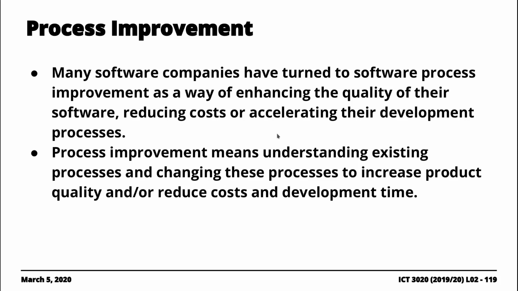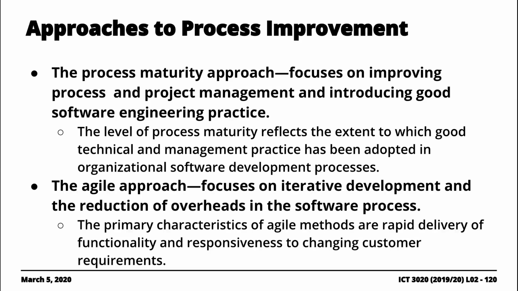And so really what we're referring to when making reference to process improvement is this idea of trying to better understand the existing software processes and ways in which we can change these processes in order to increase the software product quality, drastically reduce the development time, and more importantly, reduce the overall cost associated with the project. So there are essentially two main approaches associated with process improvement. There's the process maturity approach and the agile approach.